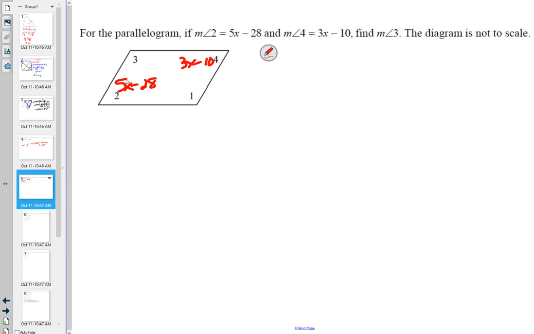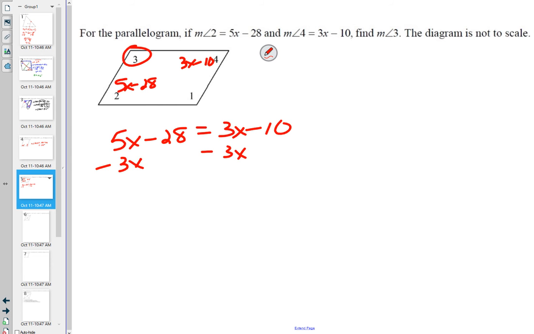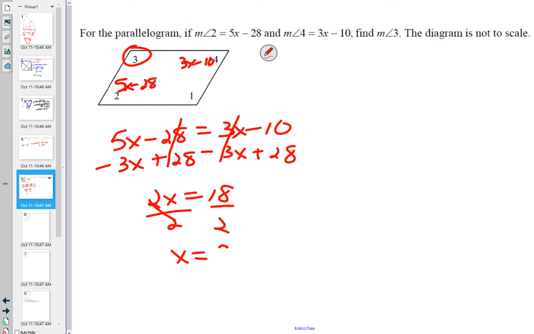This is similar to one of the ones that we reviewed on the quiz, because they want angle 3. Angle 3 is going to end up being supplementary, but I have to find what x is first. So 5x minus 28 is equal to 3x minus 10 because they're opposite. Minus 3x, minus 3x, plus 28, plus 28 cancel. 2x is equal to 18. x is equal to 9.